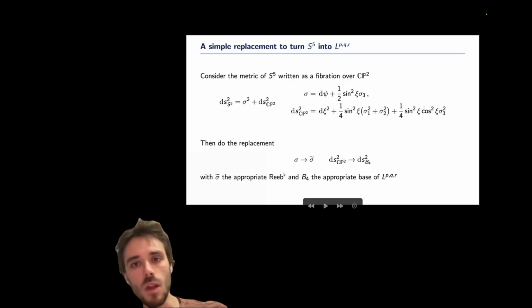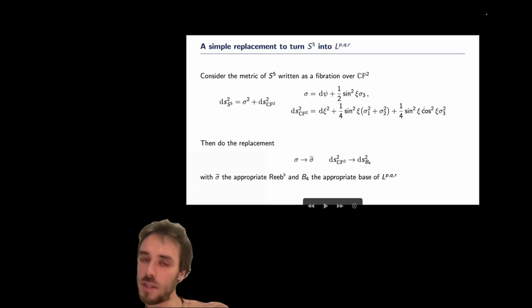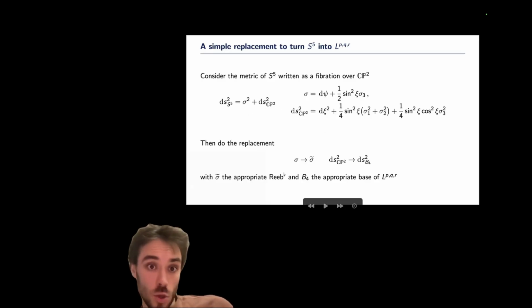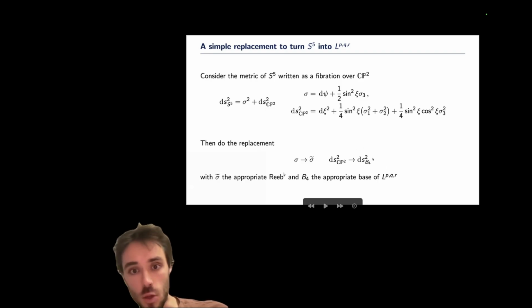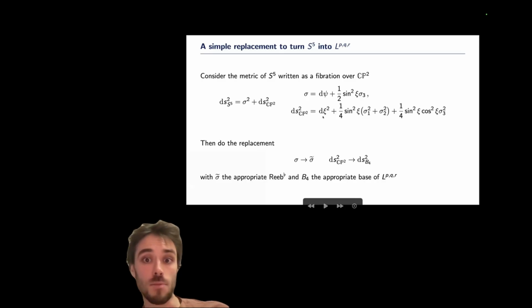Now, the L^{pqr} space, which is topologically distinct from the S5, admits the following way of splitting it up into a fiber and a base. And the base is different. It's not CP2. It's something much more complicated involving these p, q, and r. And the fiber is more complicated. I have not written them down, but they're explicit.